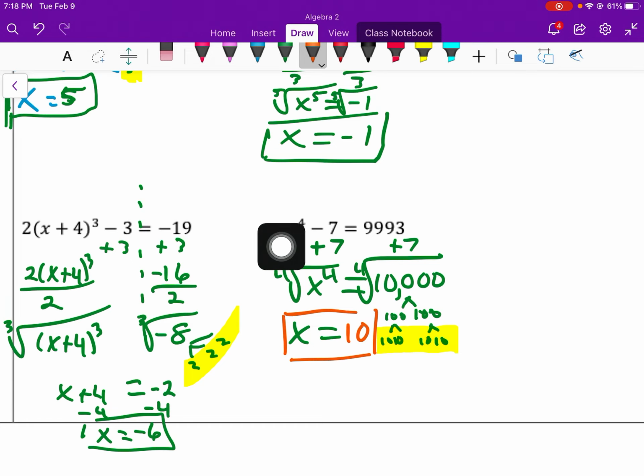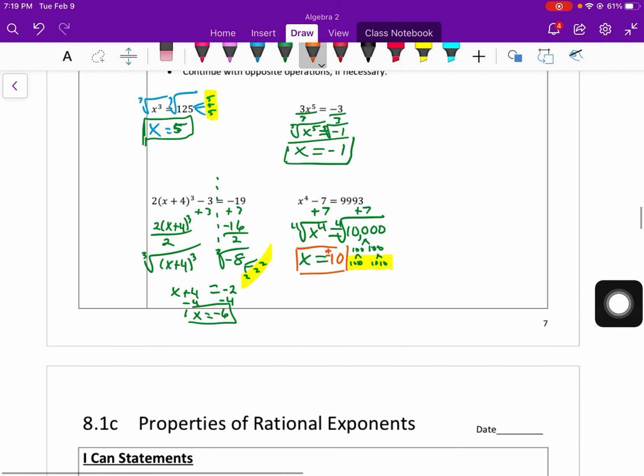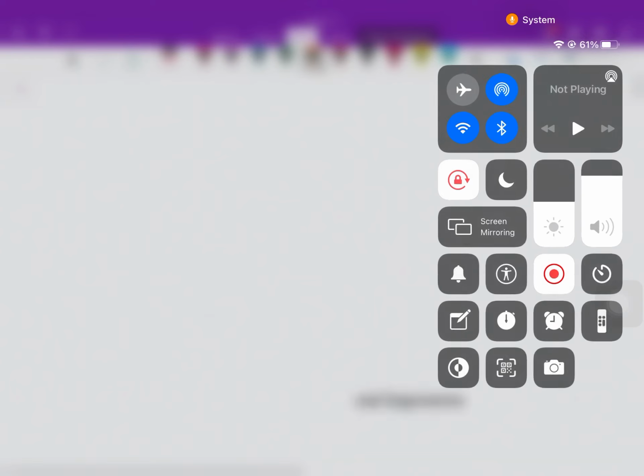And actually, no, look at this. Since it's even and it's introduced as even here, when we take the even root, we're going to get plus or minus 10. And that's because when you plug in a plus or a minus 10 here, you will get that 10,000 out, because negative 10 to the 4th power is 10,000 and a positive 10 to the 4th power is 10,000. So x in this case would be plus or minus 10. All right, I think that's all we have for this one.